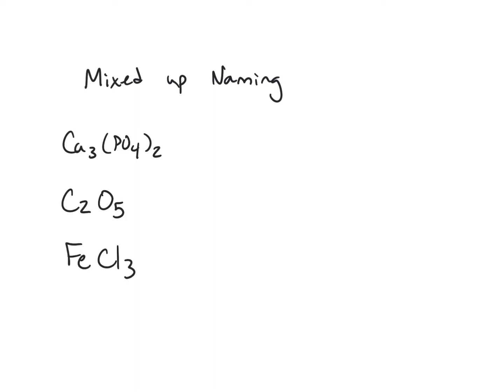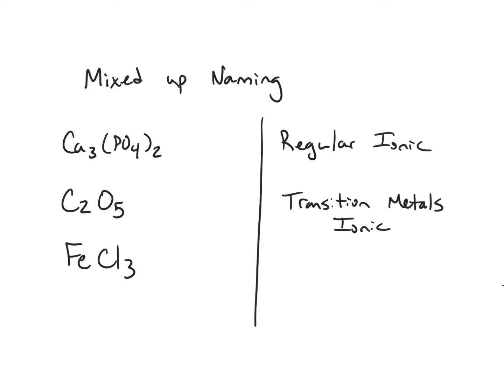Let's talk about the mixed up naming situation, because this is very much like what you're going to do on an upcoming quiz and test, where I'm not going to tell you exactly how to name each one of these. I've taught you how to name each one individually, but you're going to have to look for clues in the formula to figure out how you're going to name these substances, whether or not they're ionic, keeping an eye out for transition metals, or even using prefixes when naming covalent.